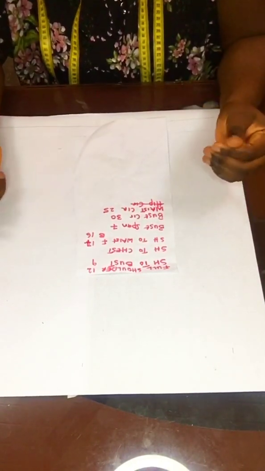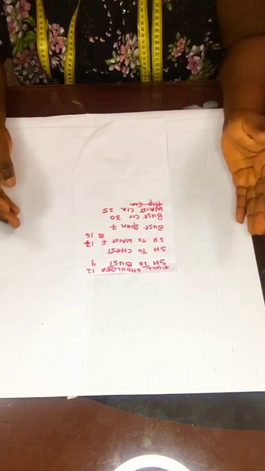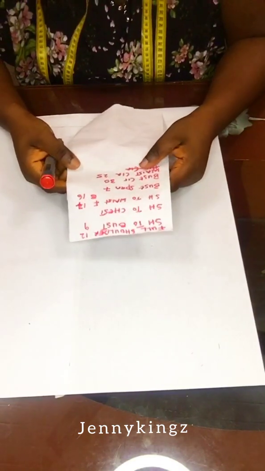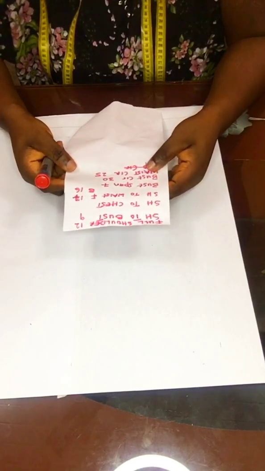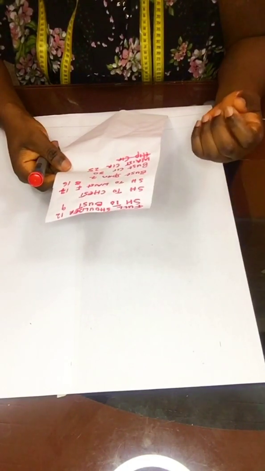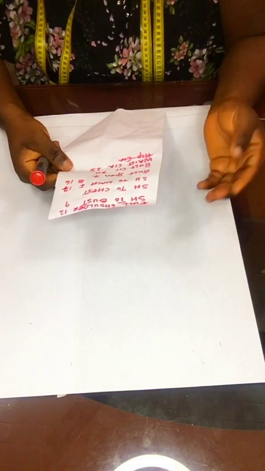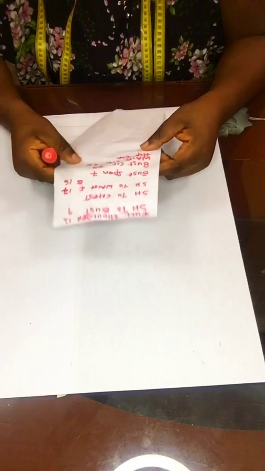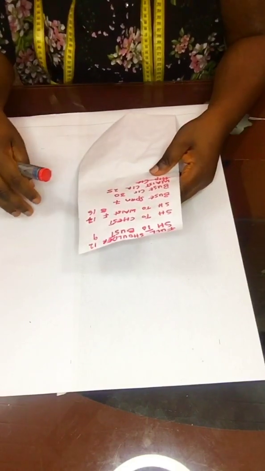Today, I'm going to be teaching you how to make a half scale basic bodice pattern. The measurements we are going to be using for this are our full shoulder measurement, our shoulder to bust measurement, our shoulder to chest, our shoulder to waist, front and back. As you all know, our front and back waist length is not the same because of the bust at the front. Then another measurement we'll be needing is our bust span, our bust circumference and our waist circumference. So let's get right into the tutorial.